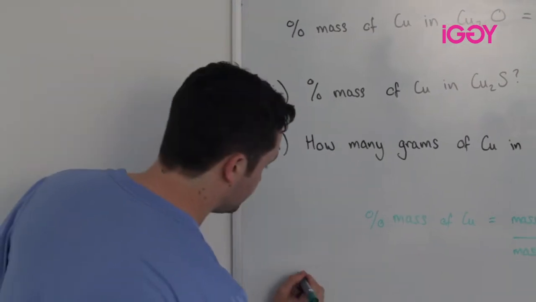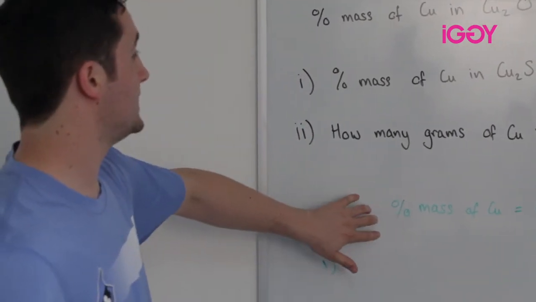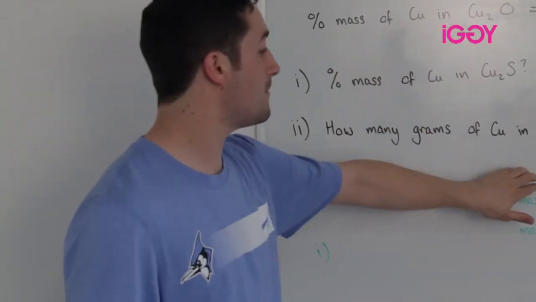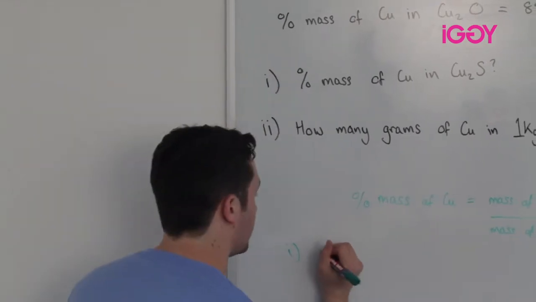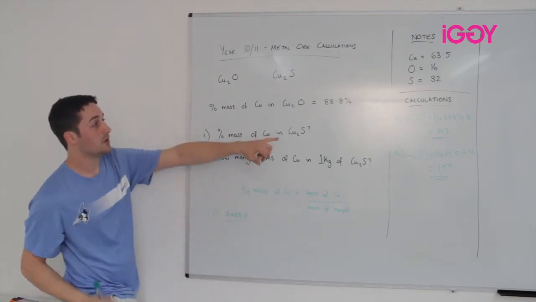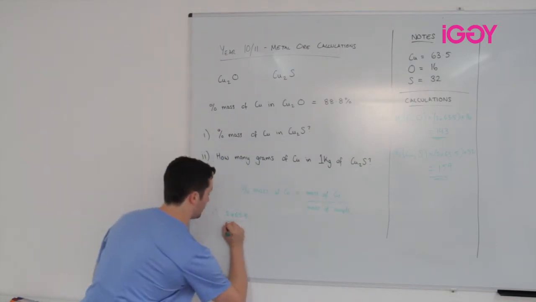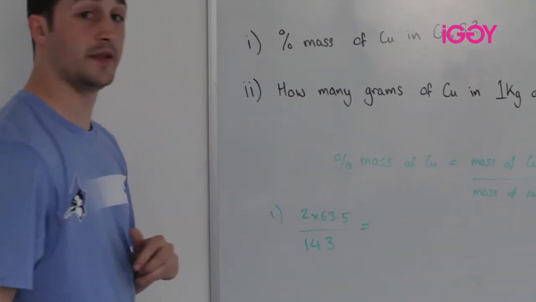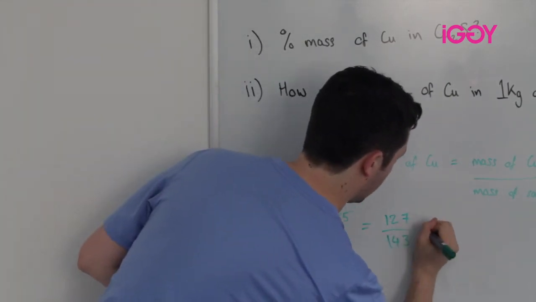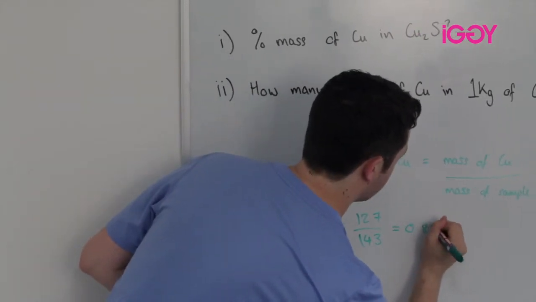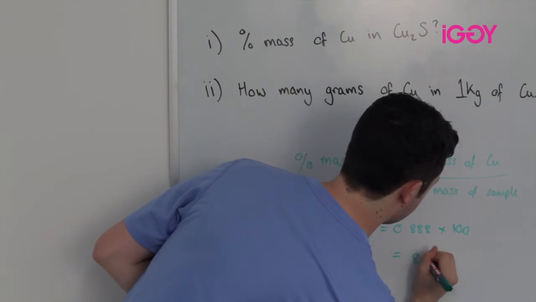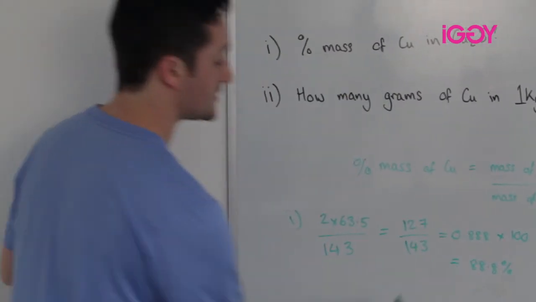For this first part, we need to calculate the percentage mass of copper, and we're going to do it for this first copper oxide, this 88.8%. We know we've got two coppers in there, so our mass of copper in our sample will just be 2 times 63.5, divided by the mass of the sample, which for copper oxide we've calculated to be 143. So that becomes 127 divided by 143, which equals 0.888. To get that into a percentage, we times by 100, which gives us 88.8%. So that's how they got that question.